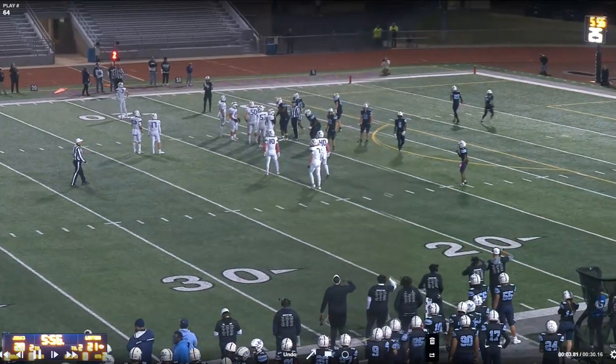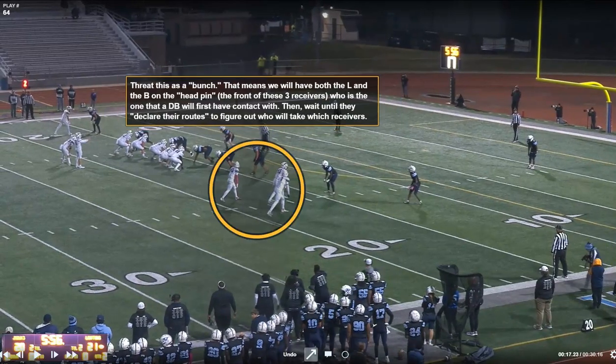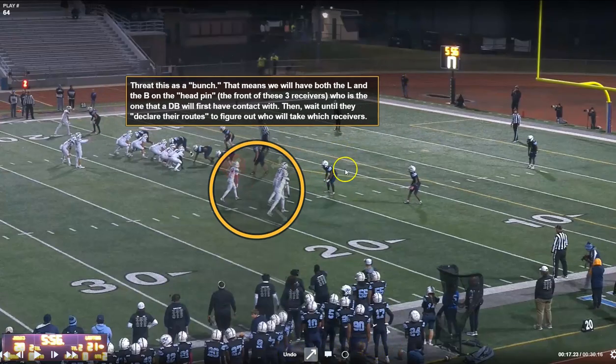Let's skip forward a little bit. This is a good thing to talk about here. We have 3 players close enough together. We want to call them a bunch. So get on the 020 when you see this and say bunch, bunch. And what that means is both the line judge and the head linesman and the back judge are going to be on this guy here that we call the head pin, the front of those 3 receivers, because he's the only one that has someone kind of pressed to him. This DB is close enough. He's going to contact him first, probably. So we want to make sure that he's able to get off that block and so on.